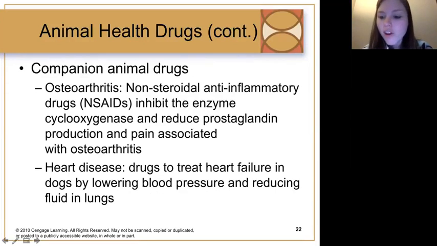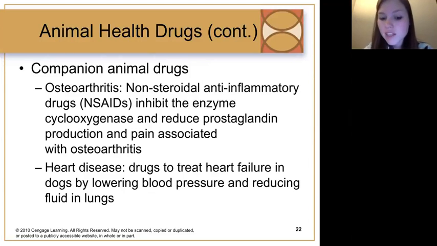There are drugs available for companion animals because we do keep them around until old age. So kind of like humans, they may need to be on some medications once they get a little bit older. Osteoarthritis can be a problem in older animals. So there are non-steroidal anti-inflammatory drugs that inhibit the enzyme cyclooxygenase, and reduce prostaglandin production and the pain that's associated with osteoarthritis.